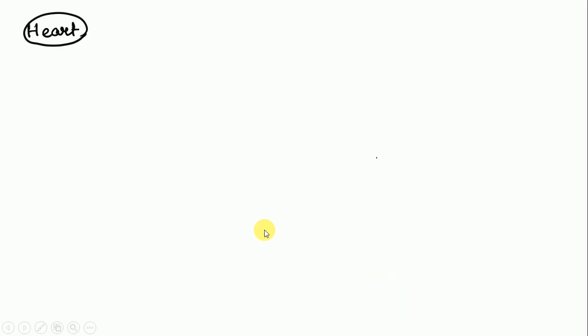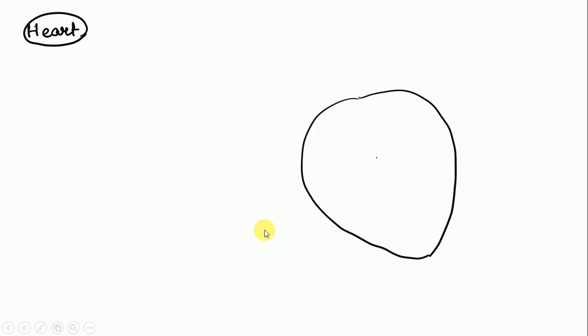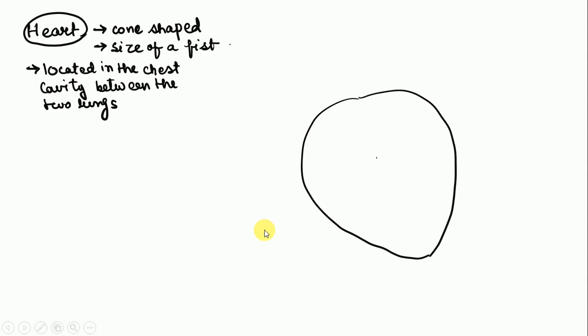Now let us study the structure of the heart. If you look, this is just a rough diagram which I have drawn. The heart is somewhat cone shaped and it is the size of a fist. It is located in the chest cavity between the two lungs and it is slightly tilted toward the left side. Now if I divide the heart, it is divided into 4 chambers.